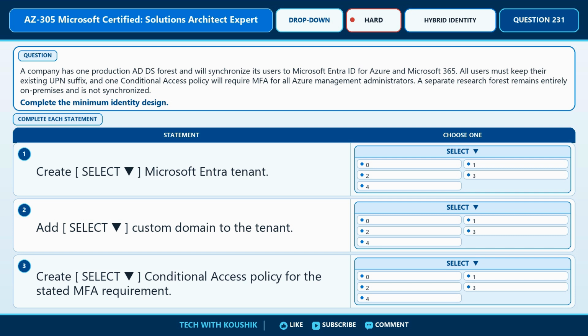Statement 1. Create the blank Microsoft Entra tenant. The options for this statement are 0, 1, 2, 3, or 4. Statement 2. Add the blank custom domain to the tenant. The options for this statement are 0, 1, 2, 3, or 4. Statement 3. Create the blank conditional access policy for the stated MFA requirement. The options for this statement are 0, 1, 2, 3, or 4.